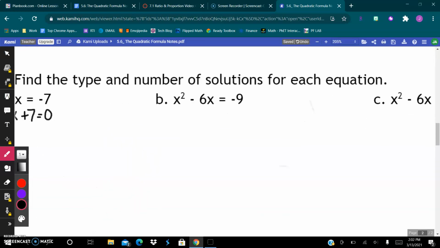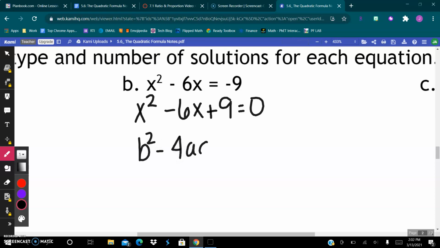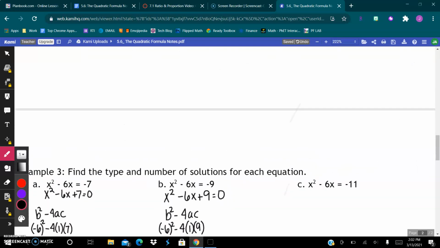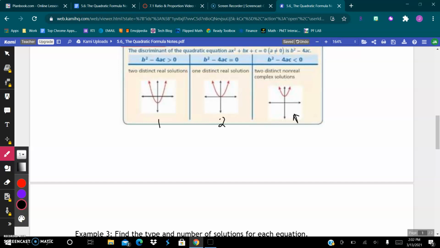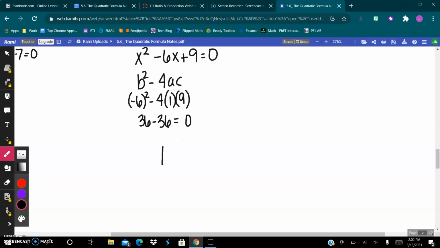Okay, now moving on to this one, I'm going to have to add 9 to both sides. So I'm going to have x squared minus 6x plus 9 equals 0. And then b squared minus 4ac. b is -6 again, a is 1 and c is 9. So -6 squared is 36. And 4 times 1 times 9 is also 36, so that equals 0. And if we go back up to the chart where it actually equals 0, it says there's one real solution. So this has one answer.